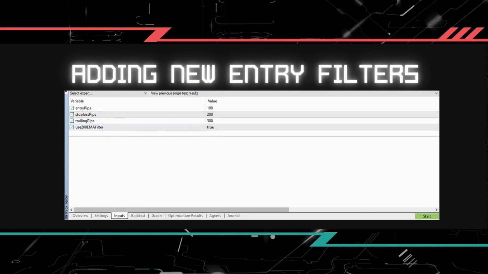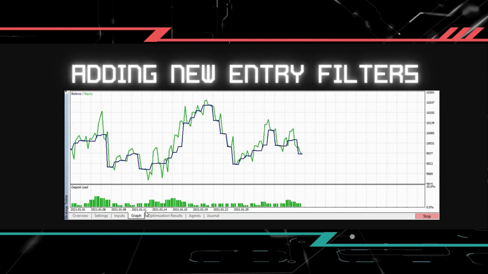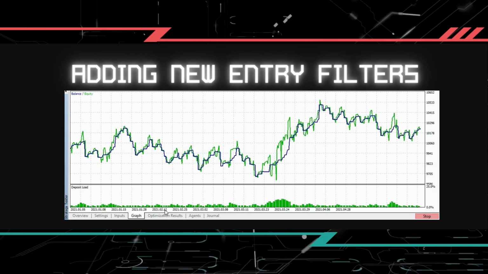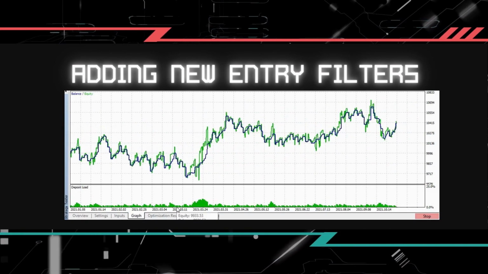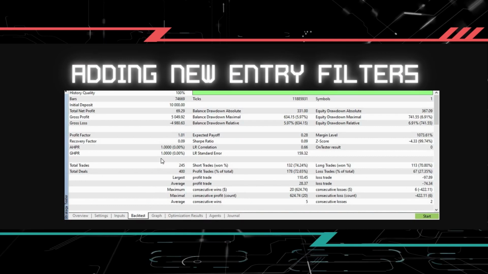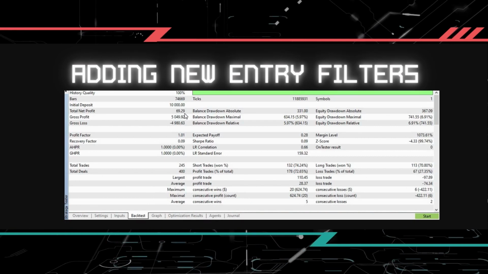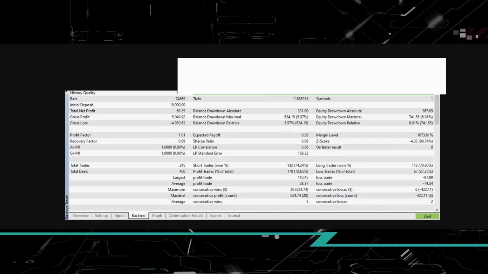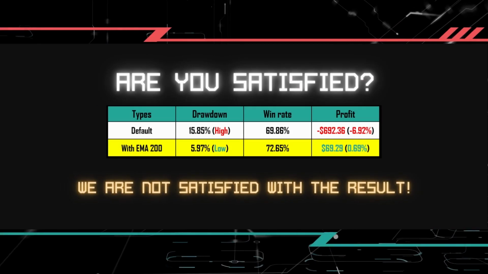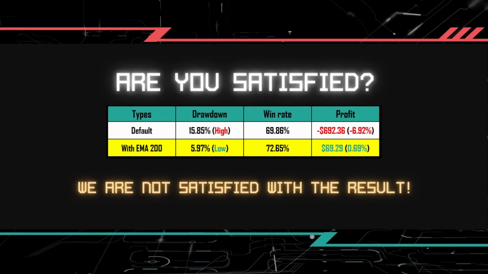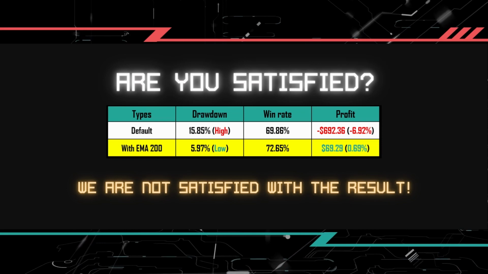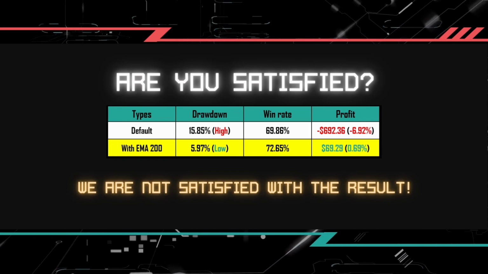Let's find out if this gives us a better result. As you can see, using the 200 EMA line as a filter, the strategy did give us a better result. And by better I mean a slight positive return of $69. Are you satisfied with this result? We are not, so let's try to introduce another entry filter.